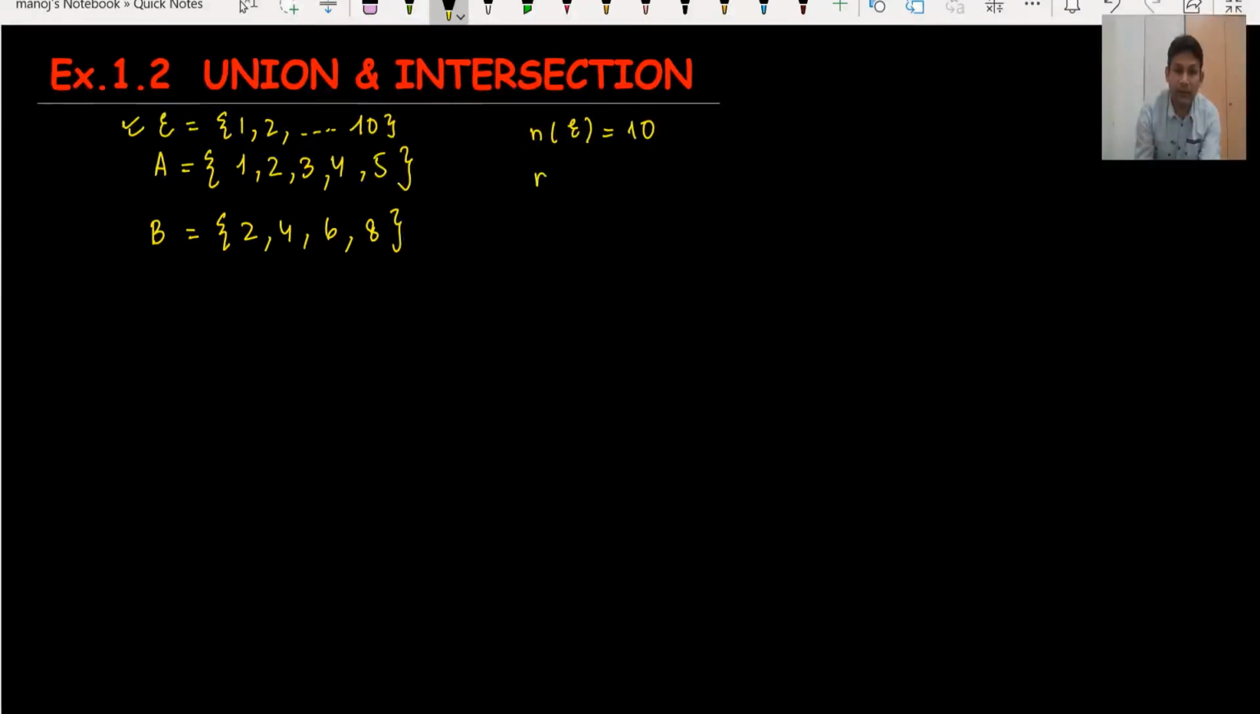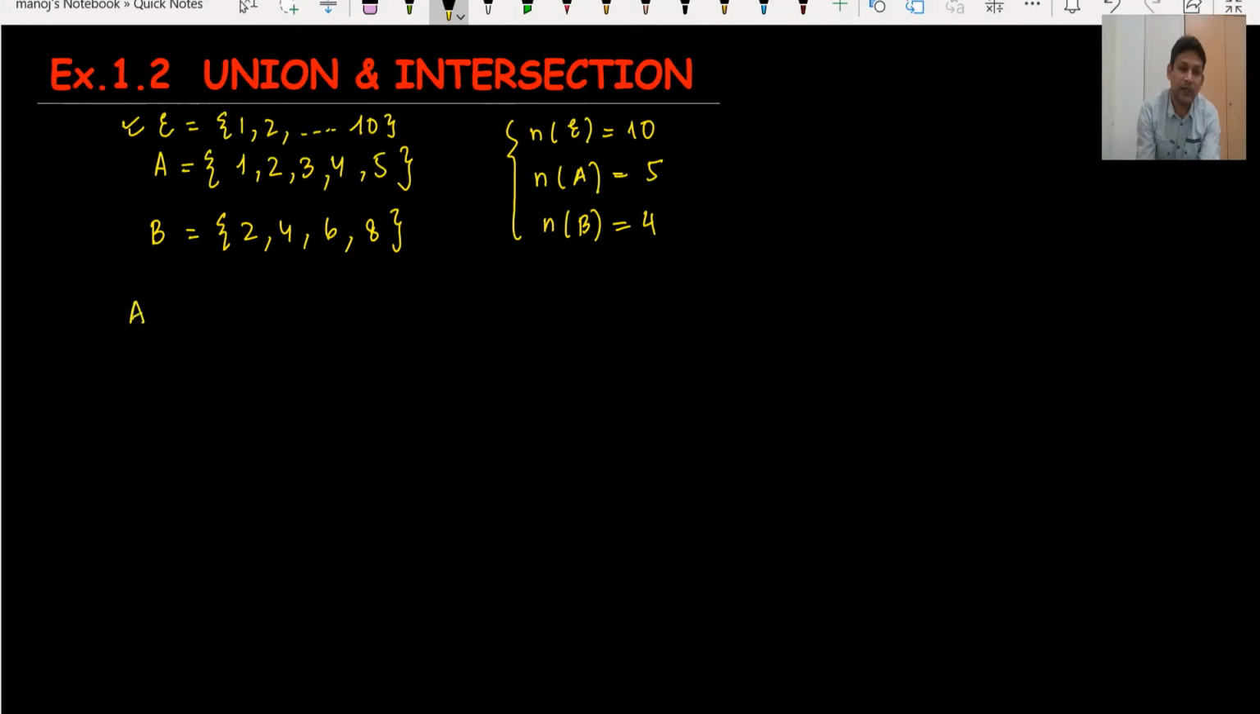And when I write number of elements in A, because there is a difference between only set A and the number of elements in A. So there are 1, 2, 3, 4, 5. The number of elements in B are 4. And we have to learn this also in this exercise.